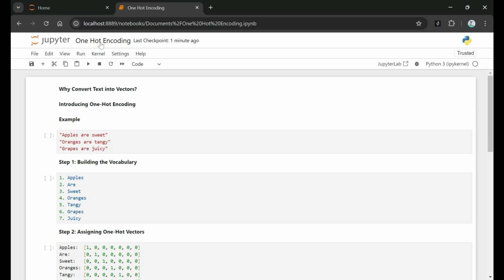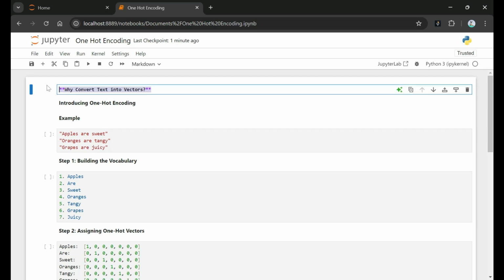Our discussion is about one hot encoding. So we all know, right? Machines understand in another way, but not how humans process language. So that's why we have these kind of topics. We'll convert all the human language into vectors.